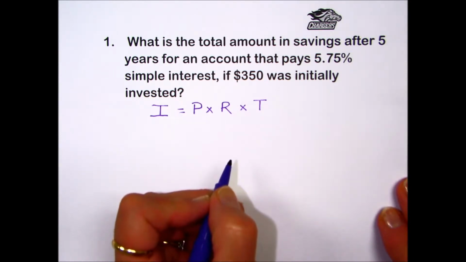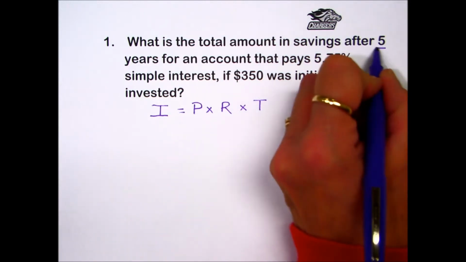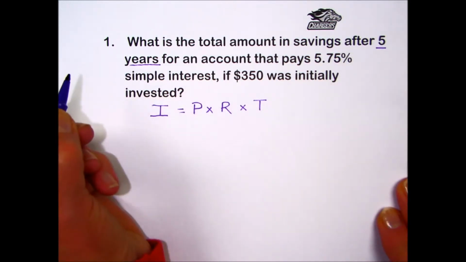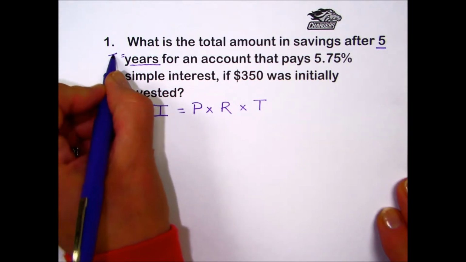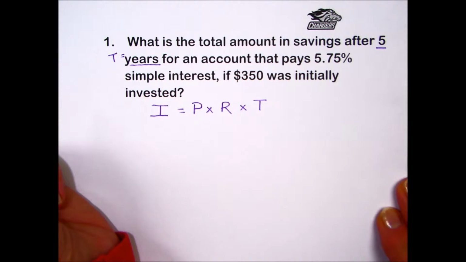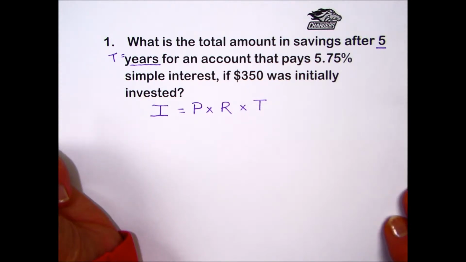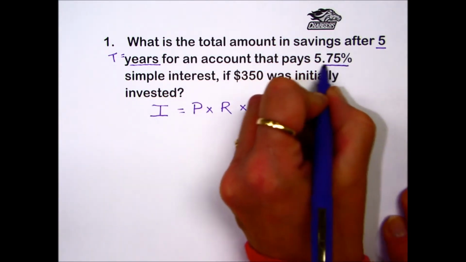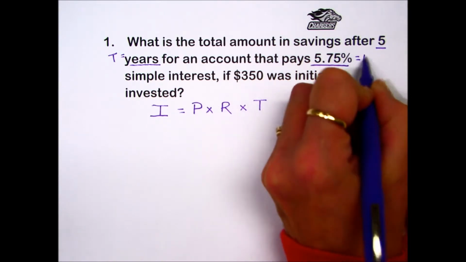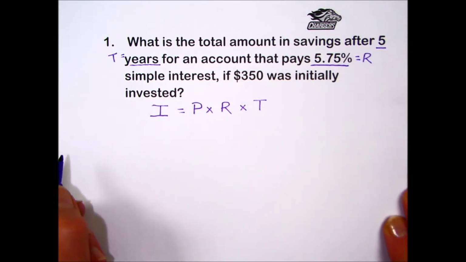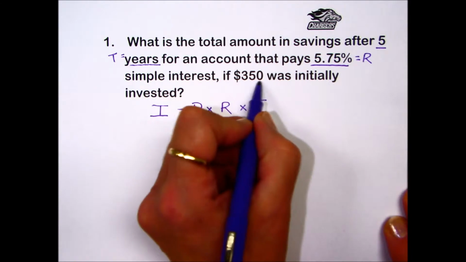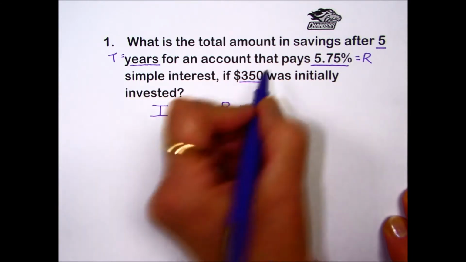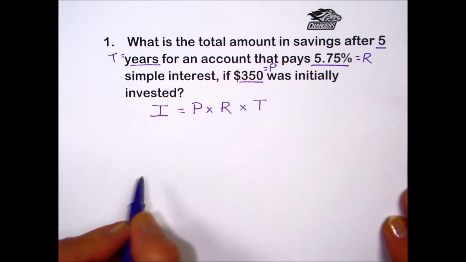If we identify the information given in this problem, right at the top it tells us that this money is in a savings account for 5 years. That's going to be our time, and no special handling required because the time is given in years. It's giving us our rate that the interest is being calculated at. That will need to be converted into a decimal. And lastly, it says if $350 was initially invested, that is the principal amount.